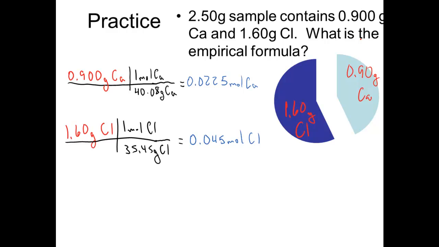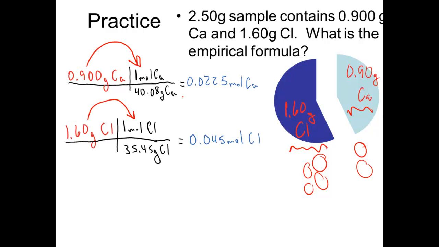So here we have the problem we started with. We have mass of calcium and we have mass of chlorine, but that doesn't tell us the formula. We need to know the ratio of atoms of chlorine to atoms of calcium. What is that? Is it 1 to 1? Is it 1 to 2? What is that ratio? And we're going to start by taking the mass of each compound and converting that mass to moles. That is the first step.